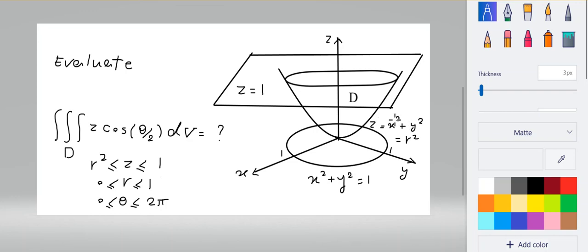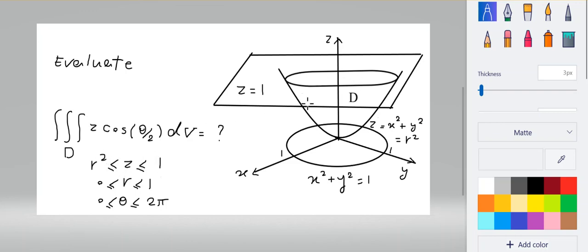And the cylindrical equation of this paraboloid is z equals r squared, because x squared plus y squared equals r squared. So z is from the lower surface, with this cylindrical equation z equals r squared, to z equals 1. So from below, the paraboloid, to the plane. So z is from r squared to the plane z equals 1. So these are the limits for z.